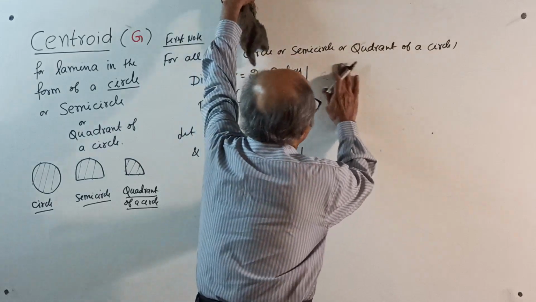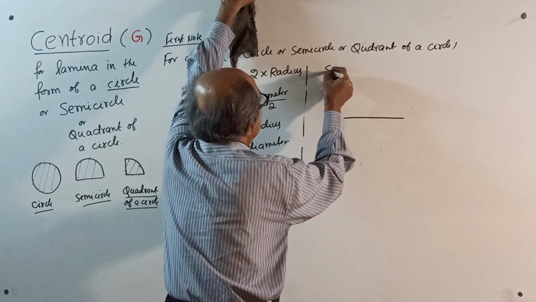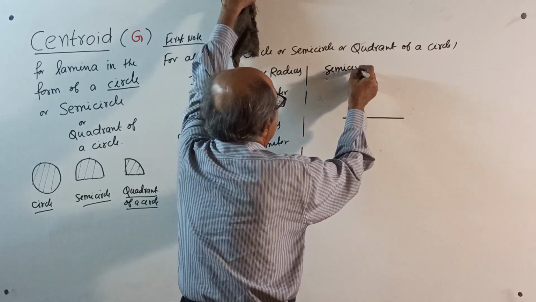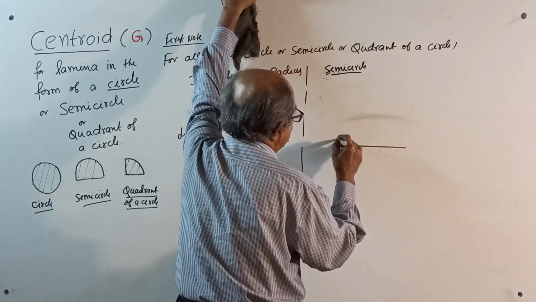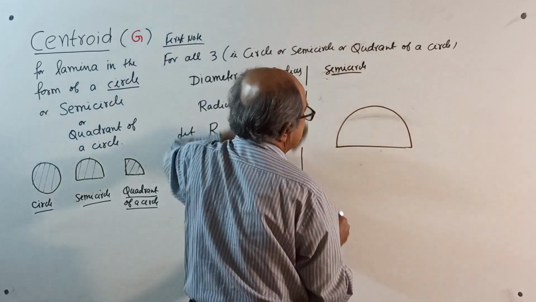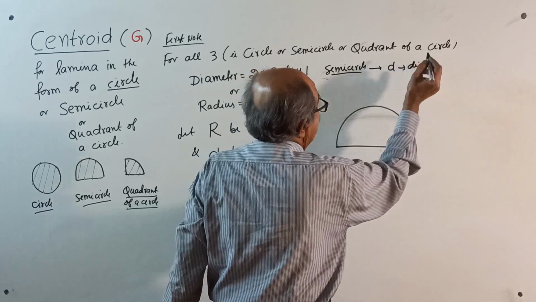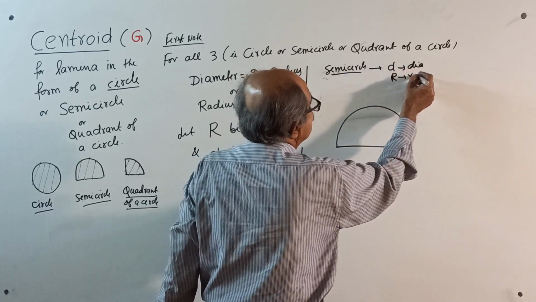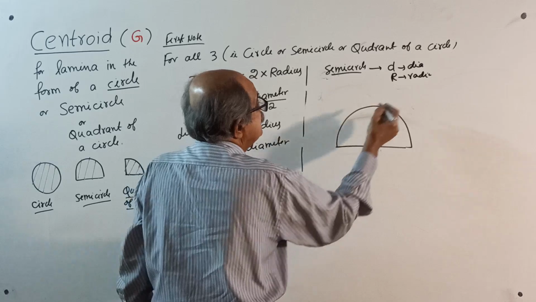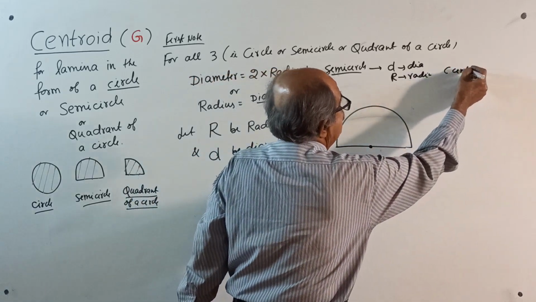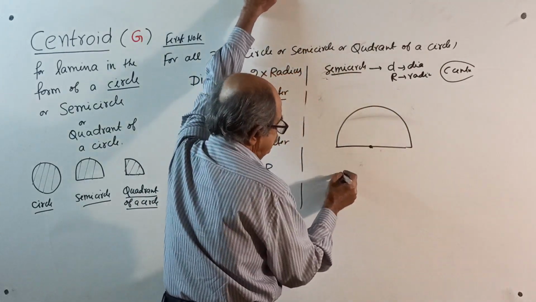Okay, now consider a semicircle. See, semicircle. Here, semicircle. Do one thing. D is the diameter. R is the radius. Where is C? This is the center. As usual I told, C is the center for the circle. Okay. Now, see here, this is the center. This is your diameter.